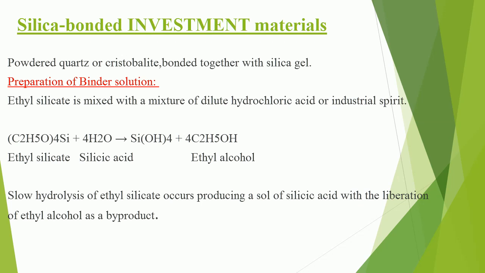After the gypsum bonded investment materials, let's move on to the silica bonded or ethyl silicate bonded investment materials. They're also present in the form of powdered quartz or cristobalite, which is bonded together with the silica gel. Preparation is not very important for you, but basically the important thing is the reaction, and the product is ethyl alcohol. Basically, slow hydrolysis of ethyl silicate occurs, producing a solid silicic acid with the liberation of ethyl alcohol as a byproduct. So basically this is the setting reaction of the silica bonded investment materials.